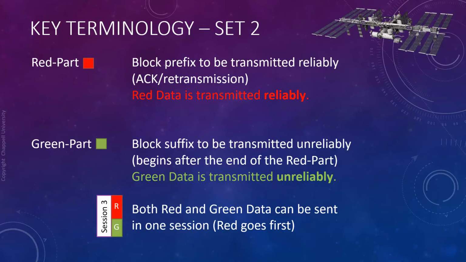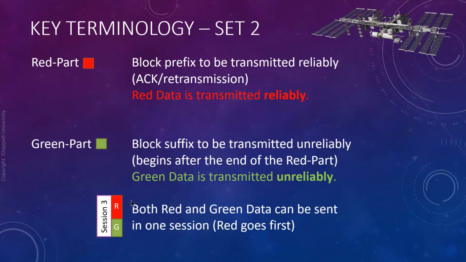Any data that is labeled as green data is transmitted unreliably, and if a packet goes missing and it's been marked as green data, we will not recover that packet. That data is gone.